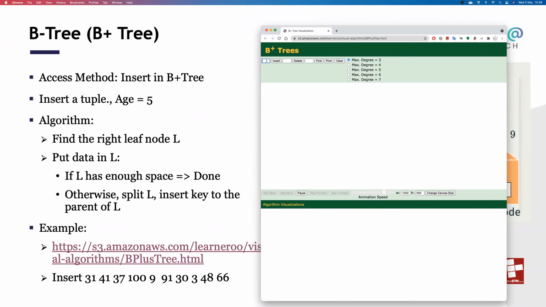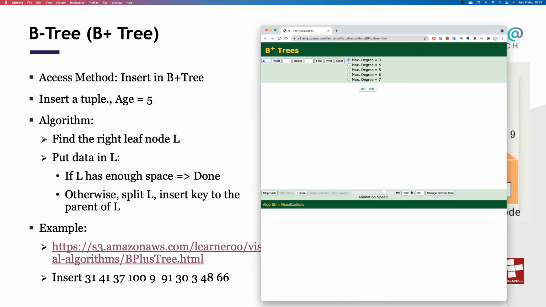Assuming I start with an empty B-plus tree, and first I insert a key, for example 31. So I have one node. Then I insert 41. What would happen? I'm going to find the right leaf node. I have one node here, I put 41 here, and I'm happy. I have enough space to hold it. Since it becomes interesting, we'll insert another one.